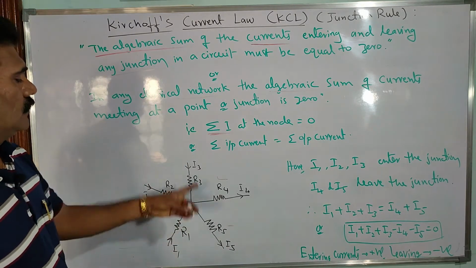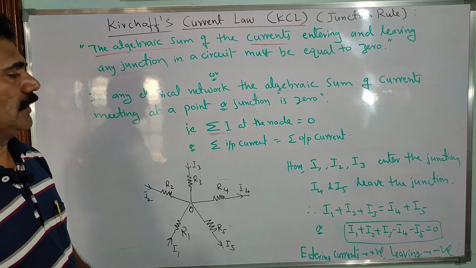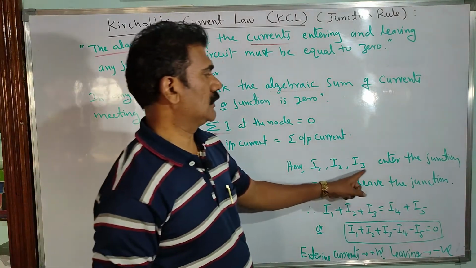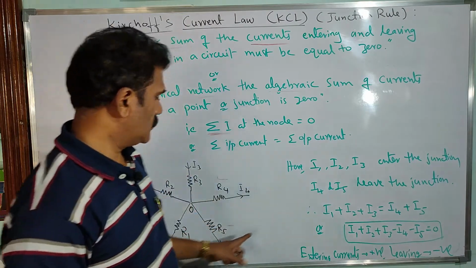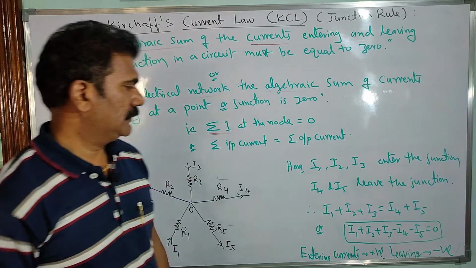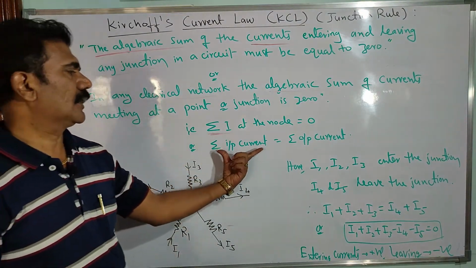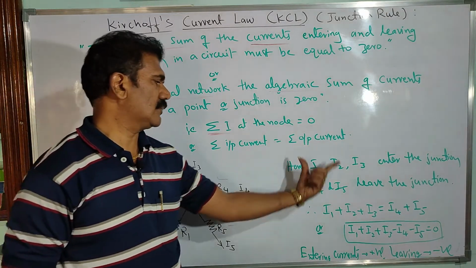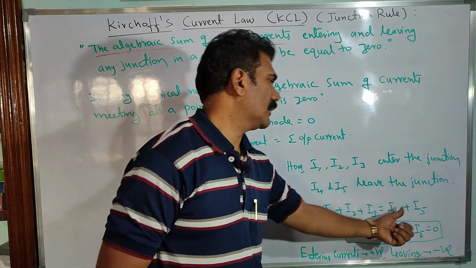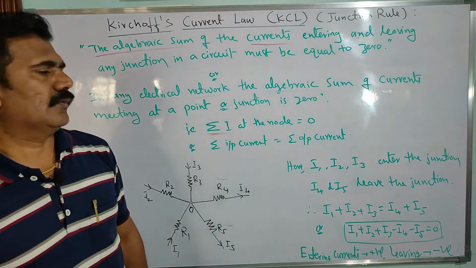Now, how do you justify Kirchhoff's current law in this network as per this statement? Here you can consider I1, I2, I3 entering the junction, whereas I4 and I5 are leaving the junction, correct? So you consider the sum of all the input currents. The sum of input currents is equal to the sum of output currents. The sum of input currents is I1 plus I2 plus I3, whereas I4 and I5 are the sum of the output currents. They must be equal to each other.